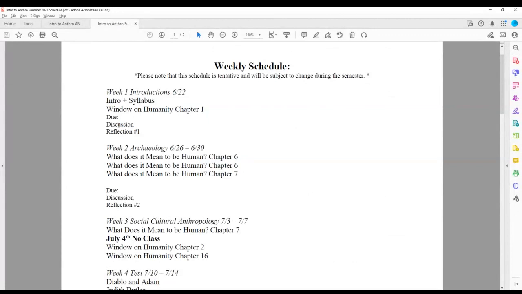Why does it say discussion? I'll fix it for you, but it's supposed to be quiz and then reflection 1. It doesn't matter. The quiz is due this Friday and the reflection is due this Friday. I realize you're like, oh my God, Professor Fall, we only have a day to do this. Yes, you only have a day to do this. Trust me, it's going to take you like 20 minutes, maybe, tops. Okay.